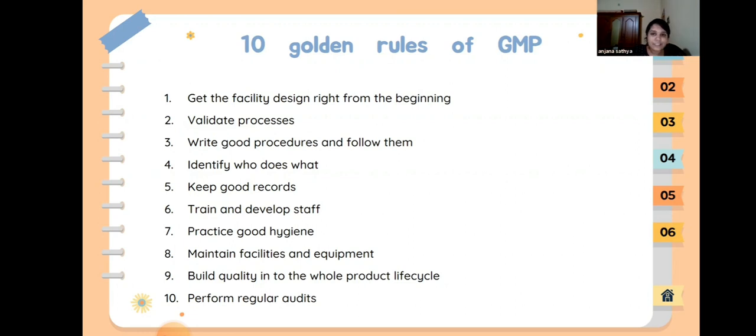You have to give training continuously to the staff to improve the efficiency in their work, and practice good hygiene, maintain facilities and equipment, and build quality into the whole product life cycle. So you have to start from the raw material selection until the product has been moved to the finished goods stock. So you have to build quality into the whole product life cycle and perform regular audits also. So these are the 10 golden rules of GMP.